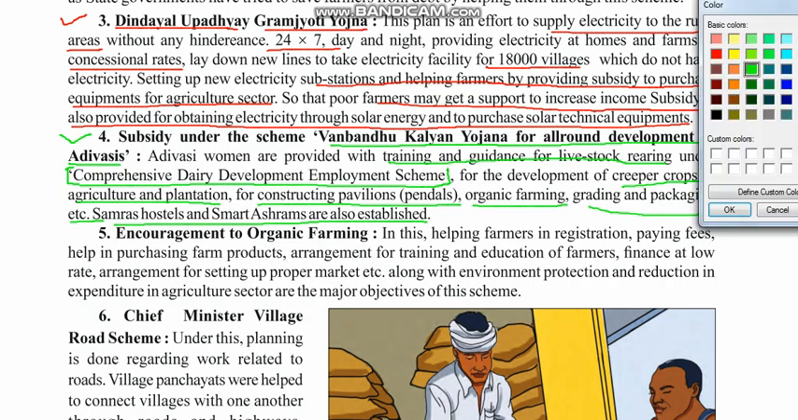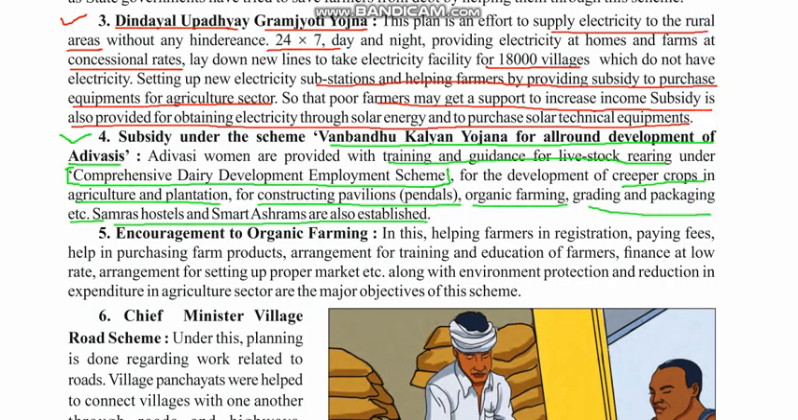The next is encouragement of organic farming. The government is emphasizing a lot on the encouragement of organic farming. Organic farming, as I already told you, is farming done without the use of chemicals. In this, farmers are helped with registration, paying fees, and purchase of farm products. The government is giving them financial as well as technical support.